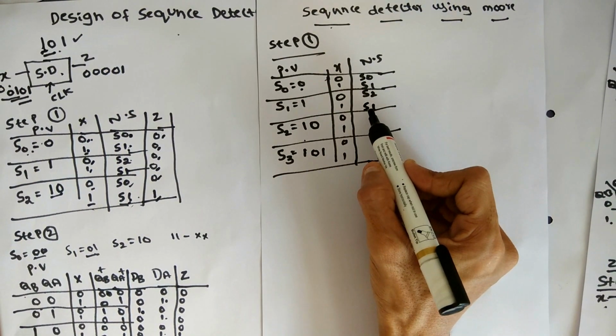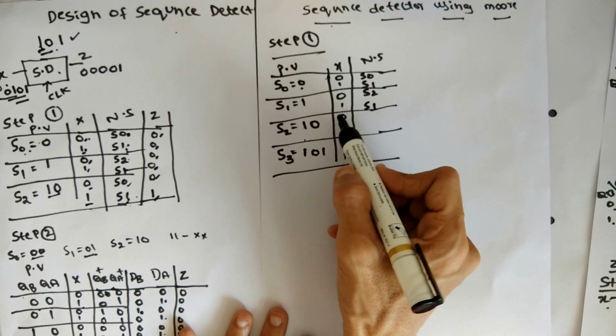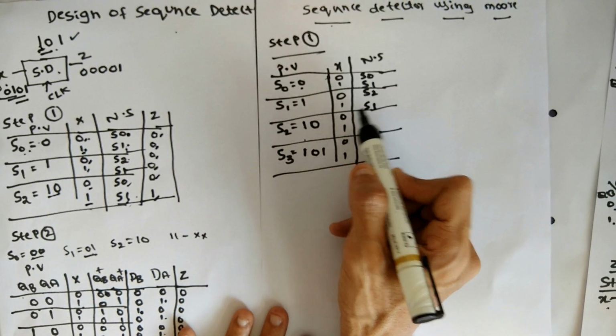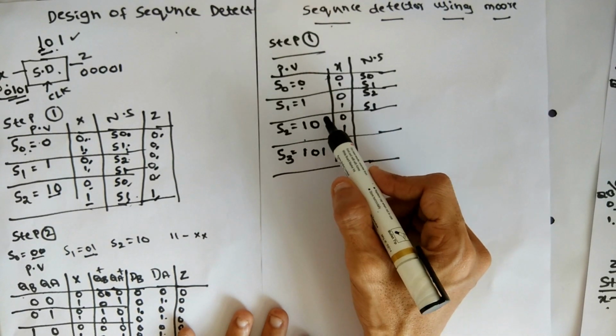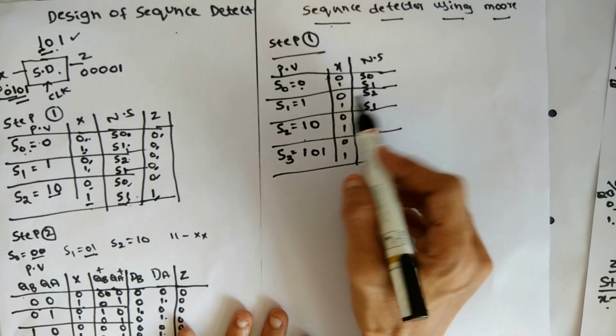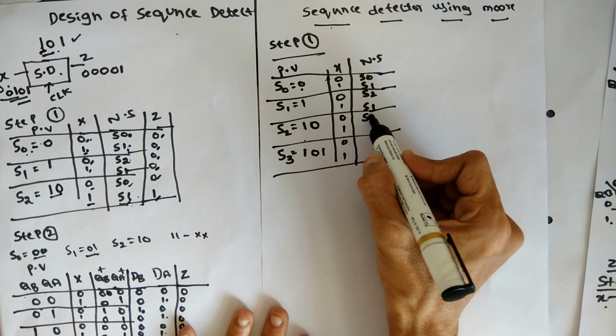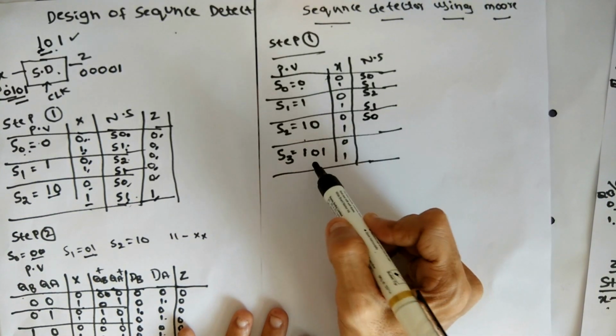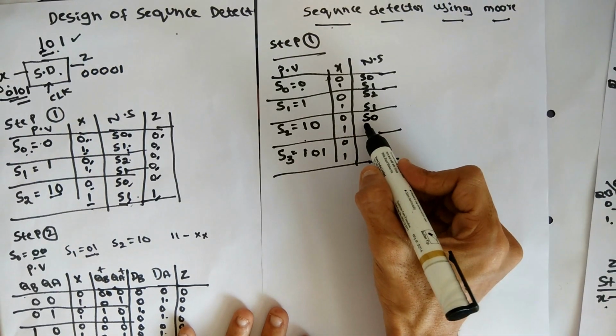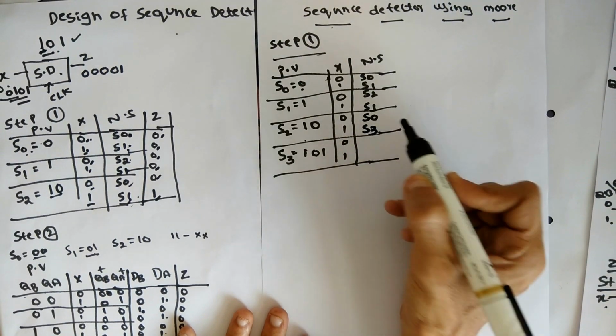Now in Moore, what is different is, when you go for 1 0 0, again 1 0 0 is not there, so it will go for 0 0, and 0 0 also is not there, so it will go for the 0 and the state is S0. Next it will move on to 1 0 1. 1 0 1 we have in S3, so this state becomes S3.